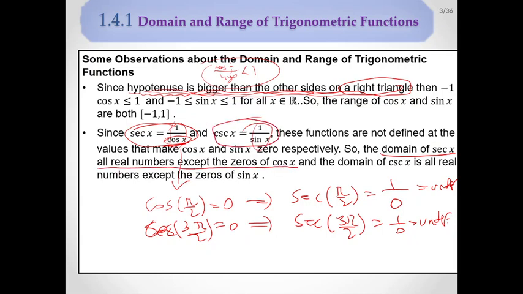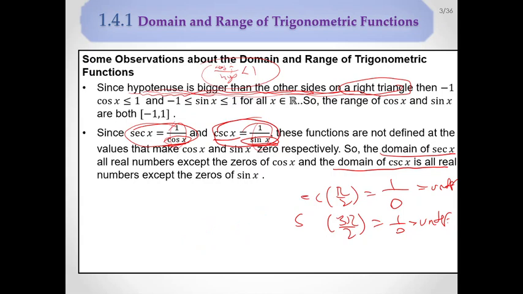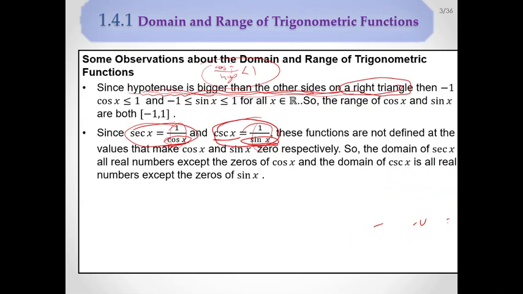And the same argument works for sine x and cosecant x. So the domain of cosecant x is all real numbers except the zeros of sine x. Okay, what are these zeros? Can we make a list of the numbers that make sine x and cosine x 0? Yes. You will see that list in detail in the table in the next slide.